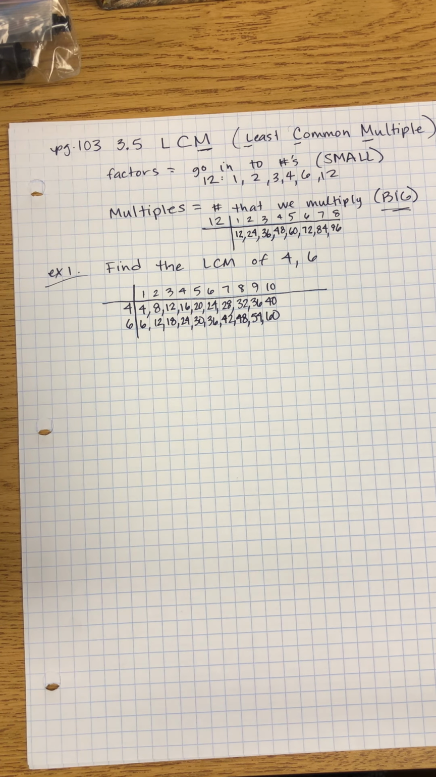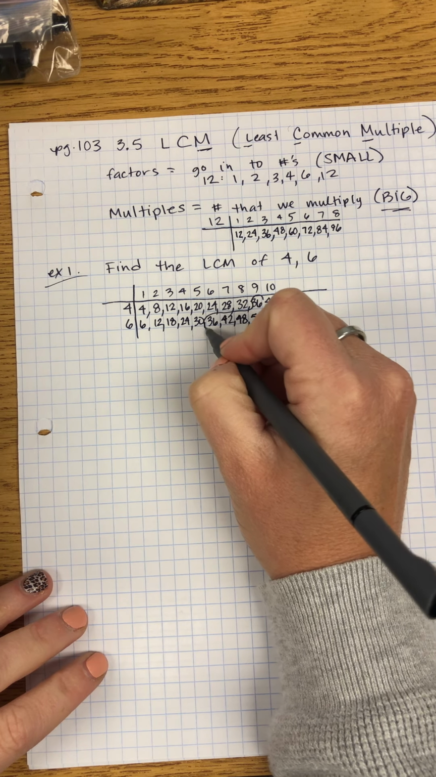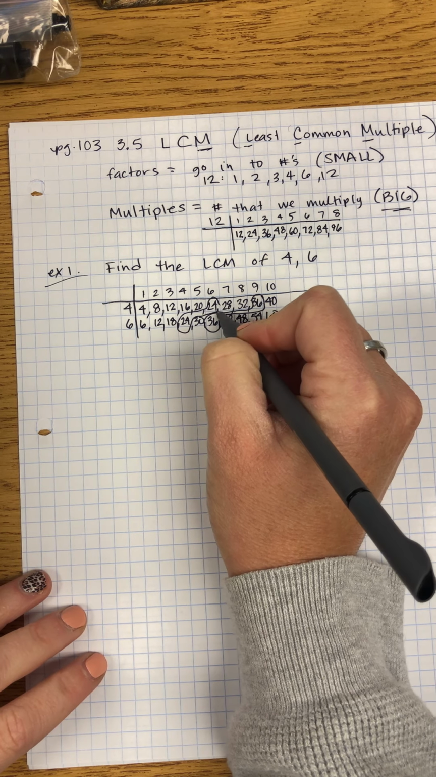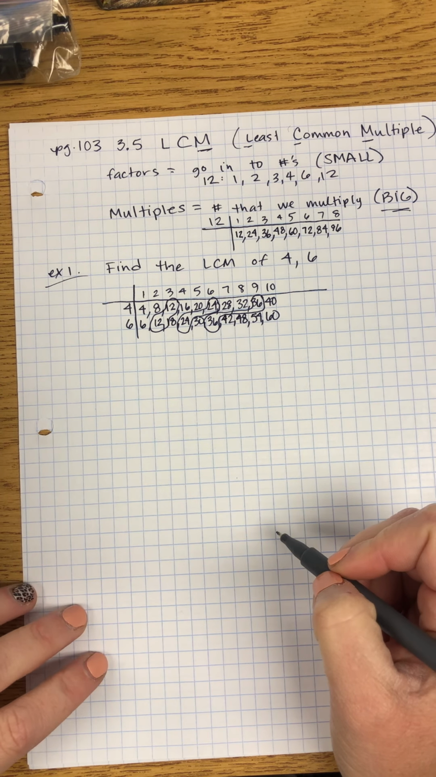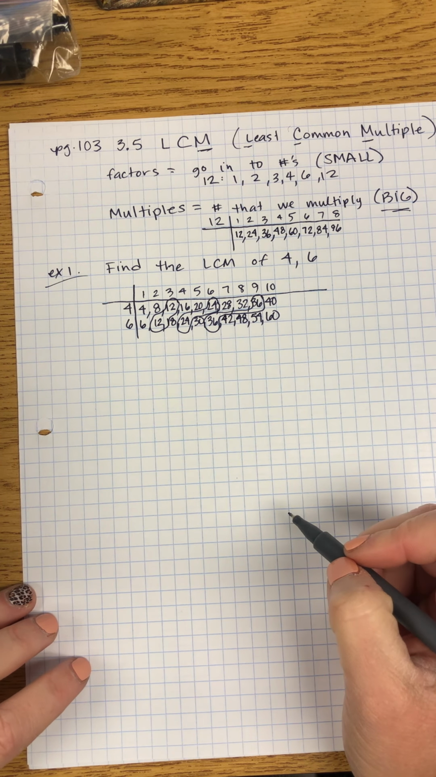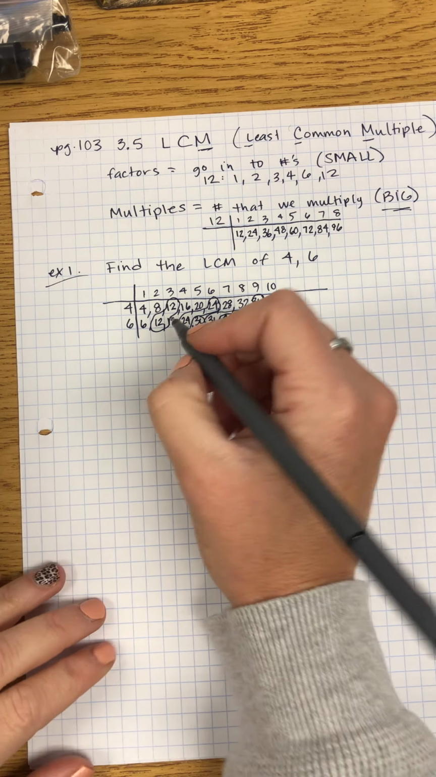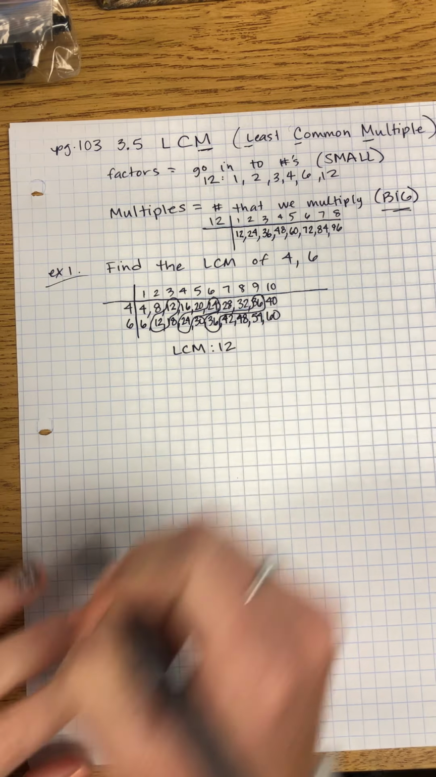So now I can look for all of the common multiples that they share, and 4 and 6 have a lot. So I see that they both share 36 and 24 and 12. I think that's all of them that I see at least. So which one is the LCM? Is it 12? Yes, it's the smallest of them all. So the LCM is 12.